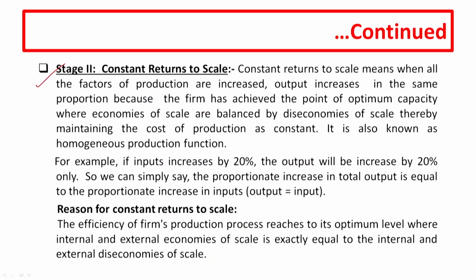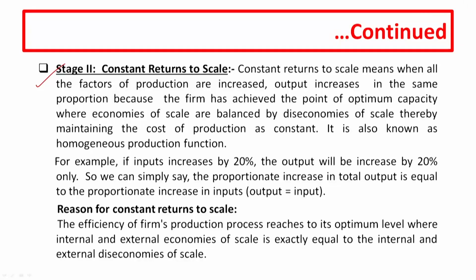Constant return to scale, or you can say constant cost. That means when your output is proportionate to the input you are putting for producing those goods and services. When the input and output are exactly in the same proportion, then that is known as constant return to scale.